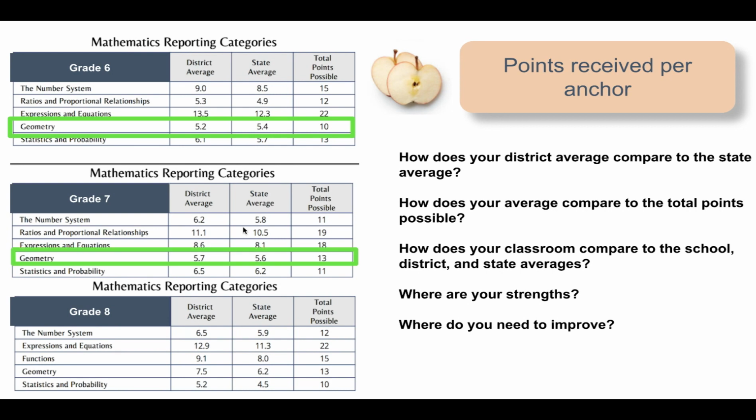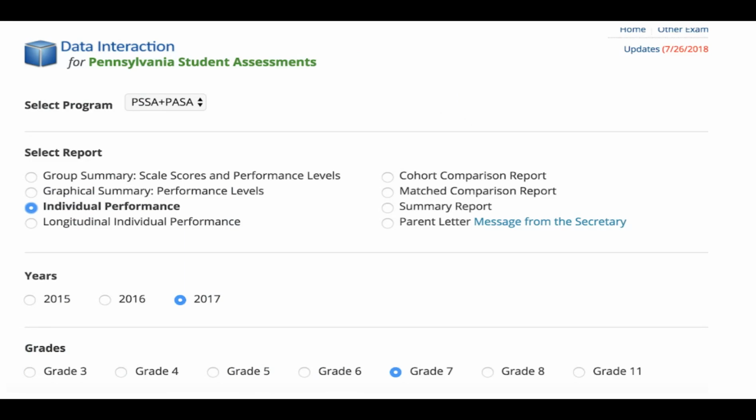Let's look at grade 7. How'd they do in geometry? Very similar to the state, just a 1/10 of a point higher, but again, falling actually a little below the 50% of the possible points. Any other strengths or areas in need of improvement that you're noticing? All those questions prod more questions.